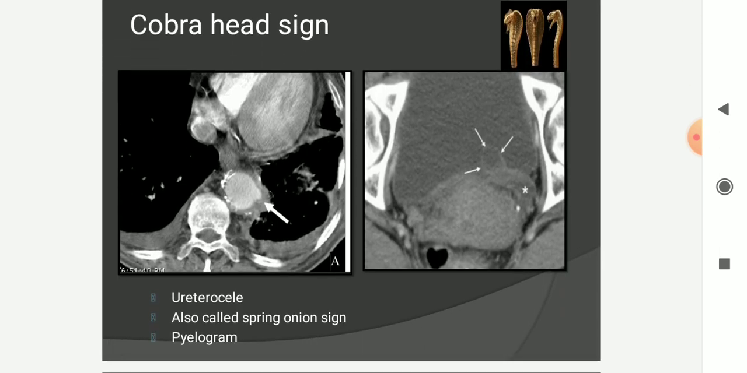So the first one is the cobra head sign. Commonly we can see the cobra head sign in case of ureterocele, most probably at the distal end of the ureter. They dilate and it seems like a cobra head. It is also called the spring onion sign, and the method used for this purpose is the pyelogram, in which we inject the contrast material intravenously.